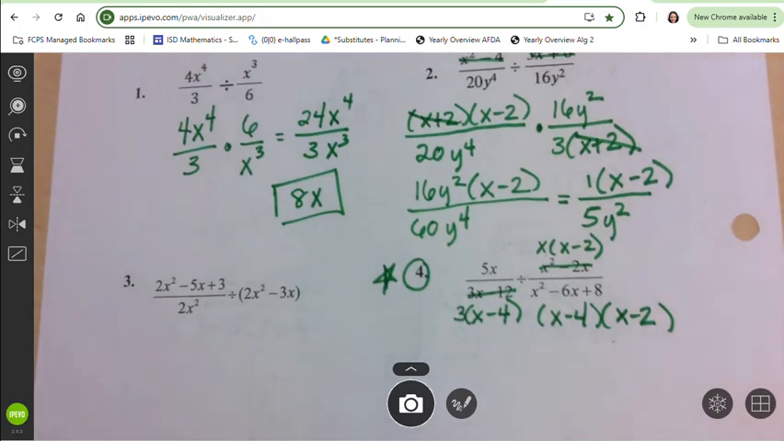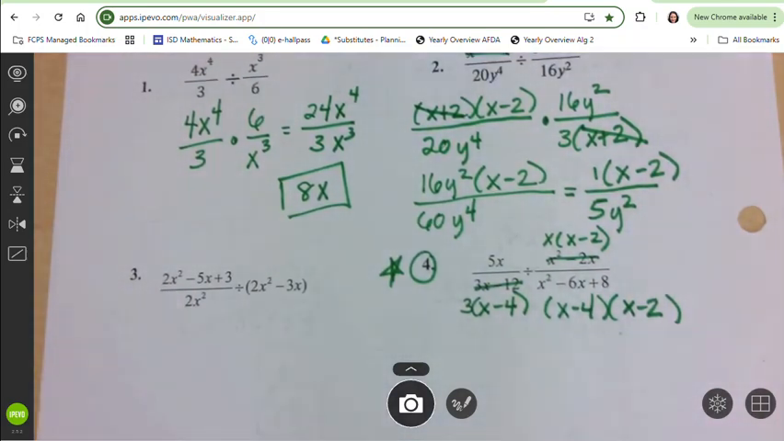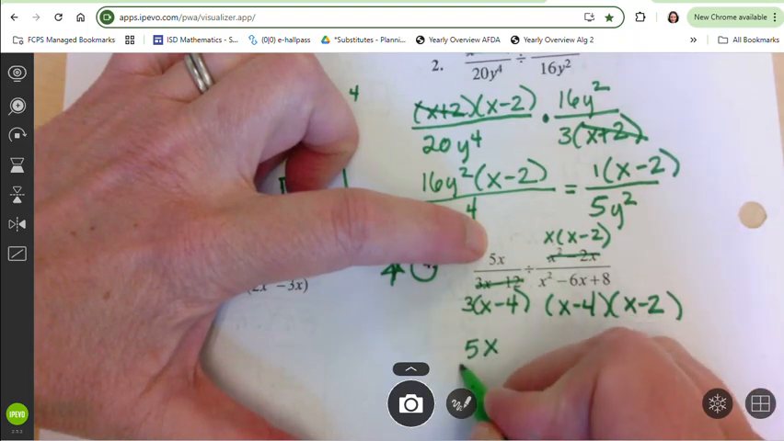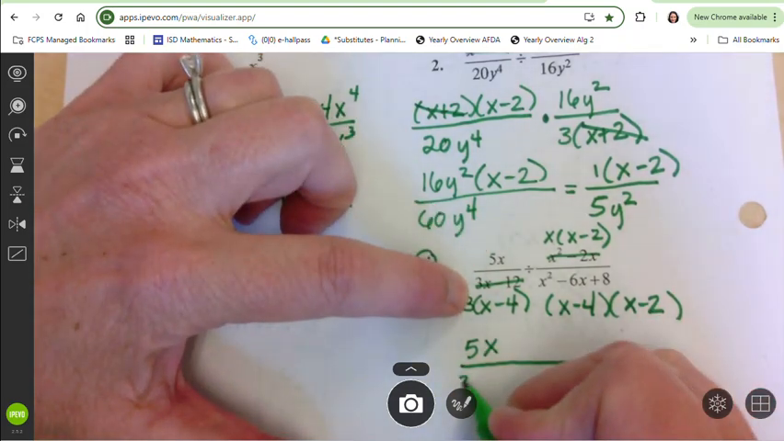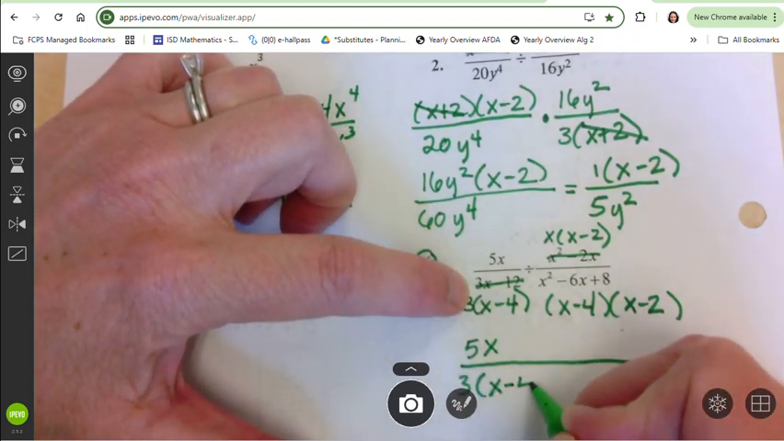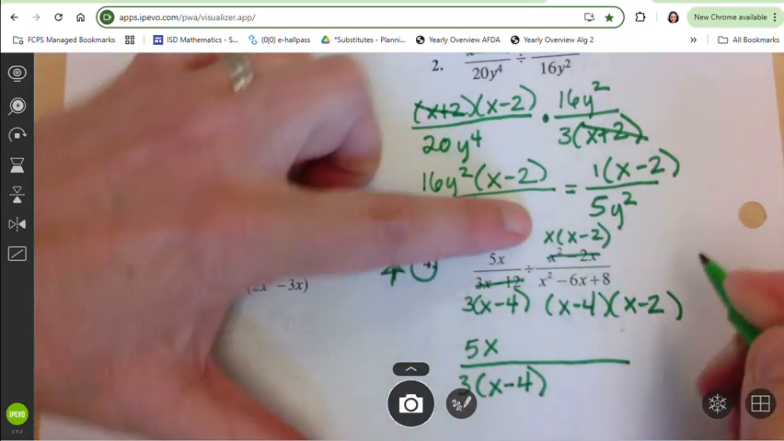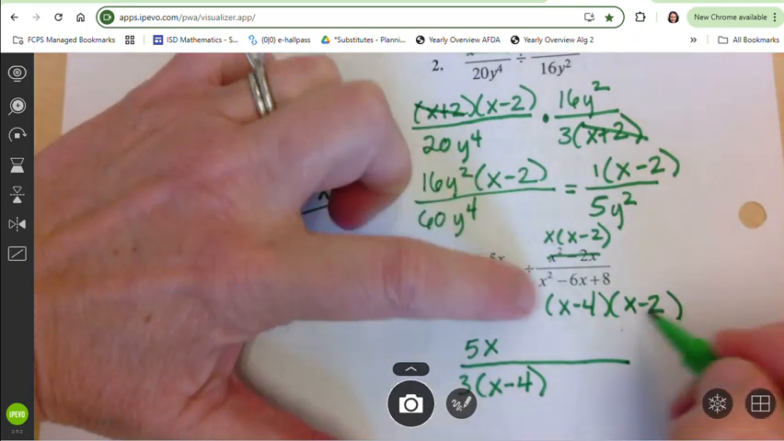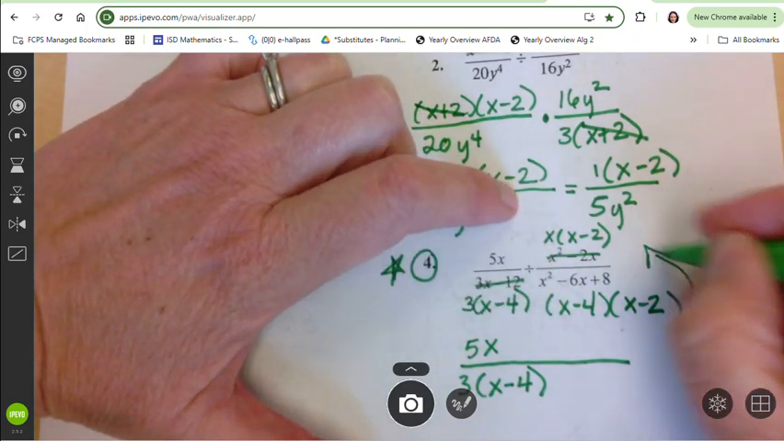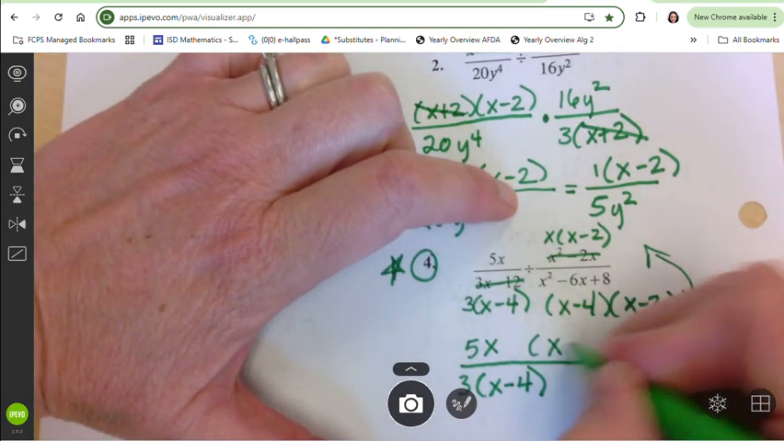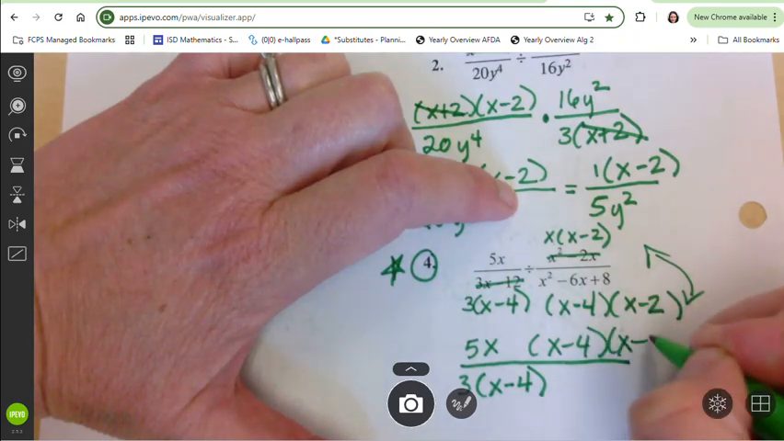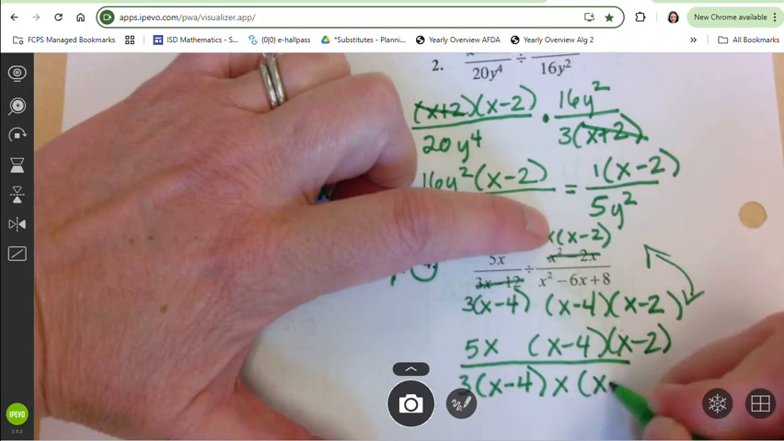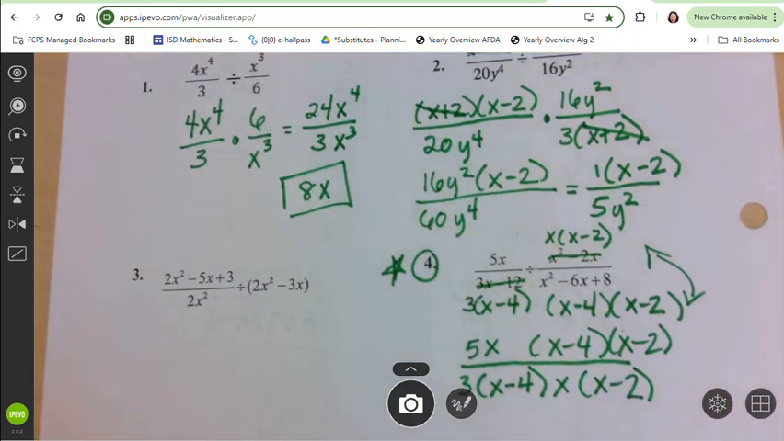Okay, so now I'm going to take the 5x and the 3 times the x minus 4. And then this is going to be times, oh, actually I have to flip this, I forgot. So this comes to the top, and this comes to the bottom. So this is going to be x minus 4, x minus 2 on the top, and then this is on the bottom.